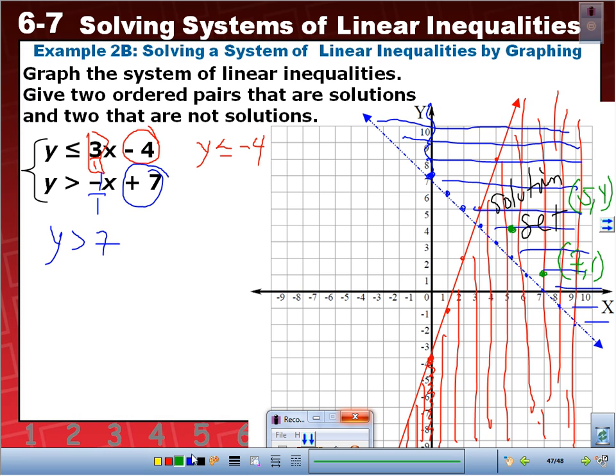Emily, which one was yours not part of the solution? 3, negative 1. That's true. That's not part of the solution. How about another one, Elsie? 1, 2. That totally is not. That doesn't belong to any of them. Good. One more, Ryan. That is not part of the solution.